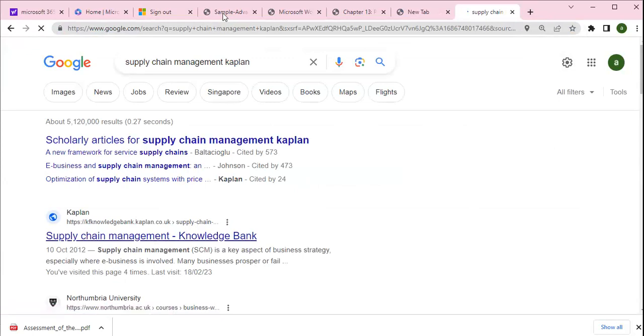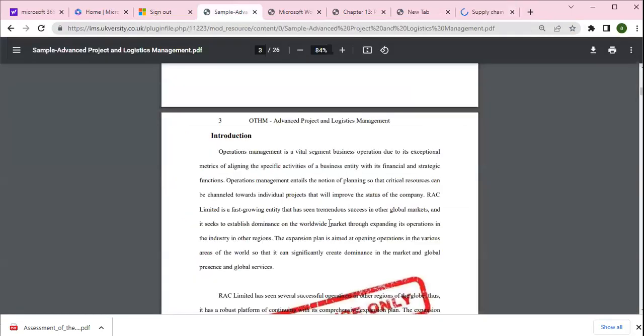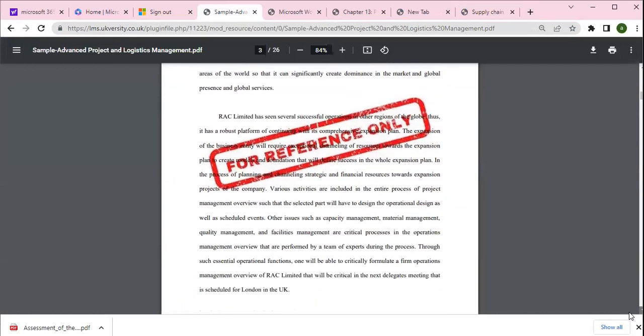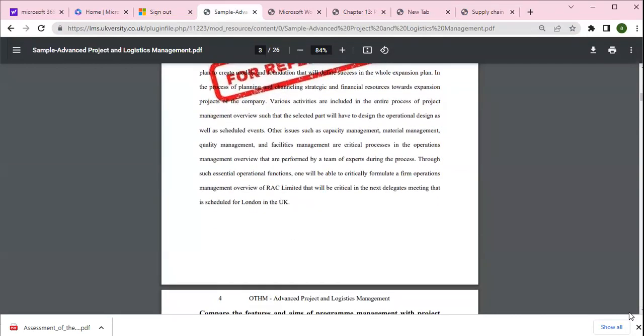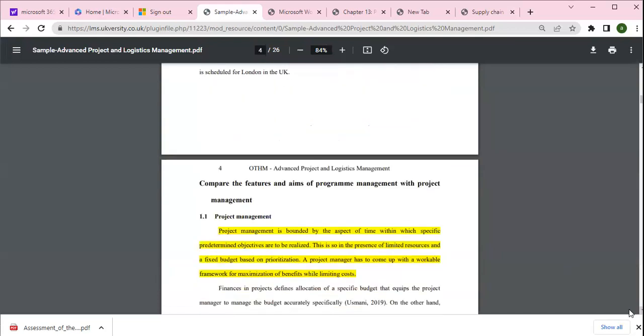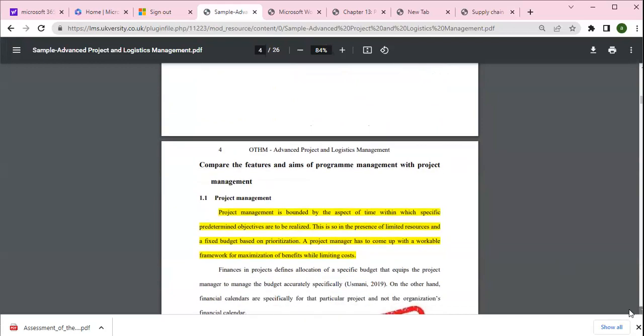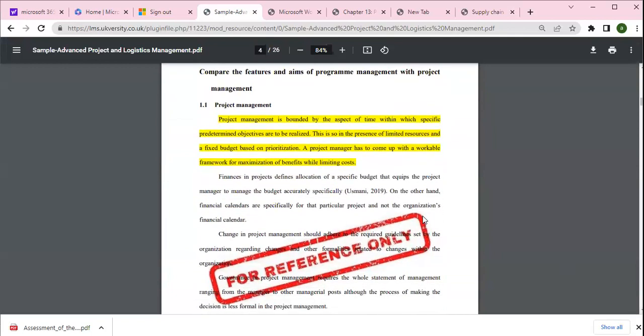Okay. So in our sample assignment, which we have here, please consult this when you do yours. Okay, so if we look at the little introduction, background, what this assignment is about, you're looking critically at the RAC company, and then comparing the features and aims of program management with project management. So what is the project management definition? You will see, please make sure you do the reference. It's like the author's surname and year, and then the full reference in the reference page.